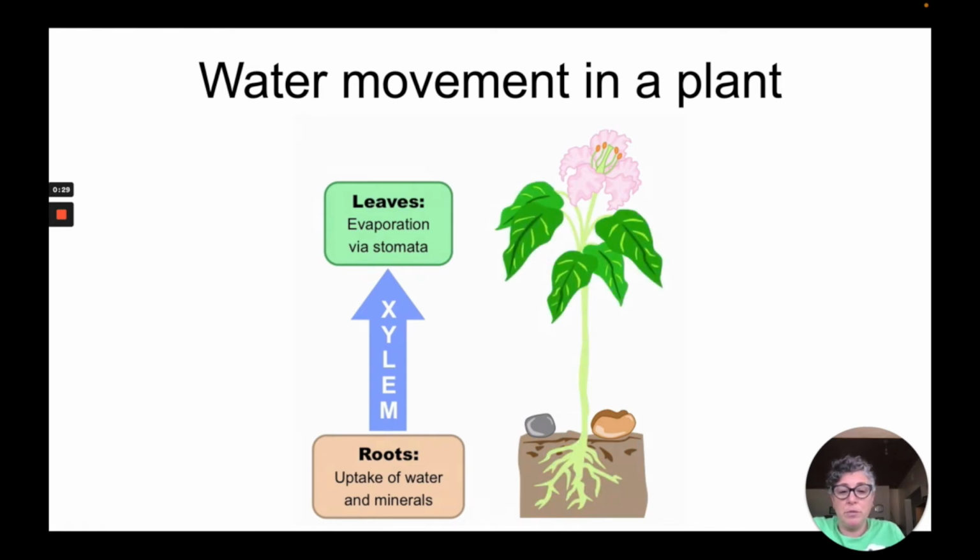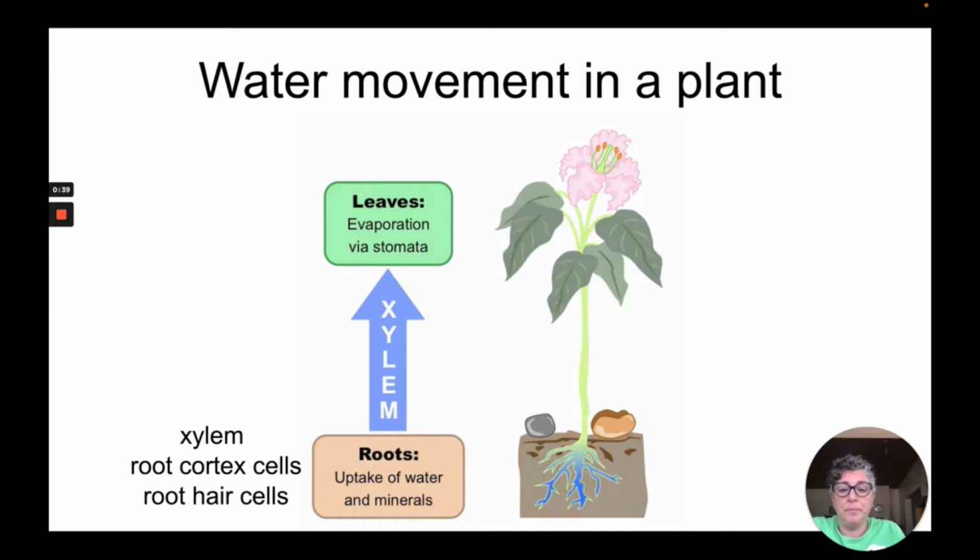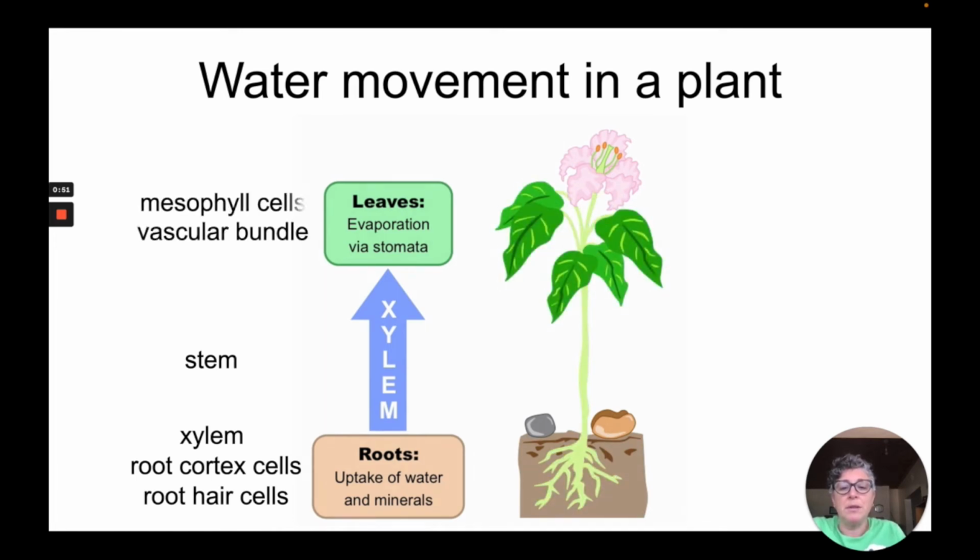So in the roots, we have the uptake of water and minerals. This is going to move through the root hair cells, into the root cortex cells, and into the xylem. Then the water is going to move up the stem, which we will talk about later, and into the leaves, where it's going to enter through the vascular bundle in the xylem and then into the mesophyll cells.